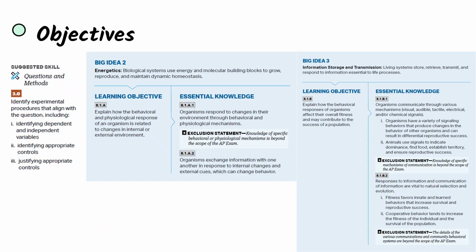And our suggested skills, questions, and methods: 3C, identify experimental procedures that align with the question, including identifying dependent and independent variables, identifying appropriate controls, and justifying those appropriate controls.